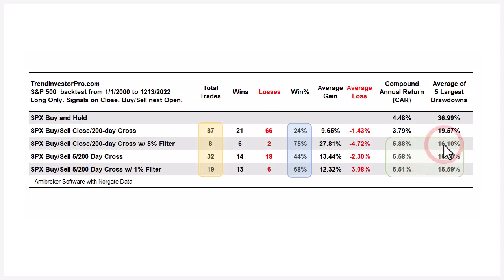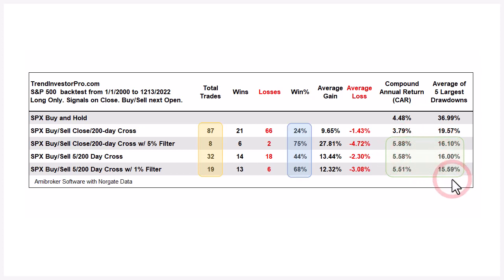Now I'm going to go over to the right first, and we'll look at the compound annual return and the average of the 5 largest drawdowns. And you can see that the 5-200 cross, which is the white line there, the close-200 cross with a 5% filter, which is the middle line, and then the 5-200 cross with the 1% filter is the lower line. These are all roughly the same. 5.51 to 5.88% compound annual return, drawdowns in the 16% area on average over the last 22 years. So there's nothing really differentiating here.